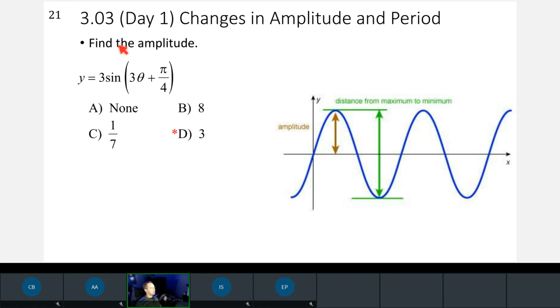All right, find the amplitude. Well, that's super easy. It's just the number in front, 3. Another freebie.